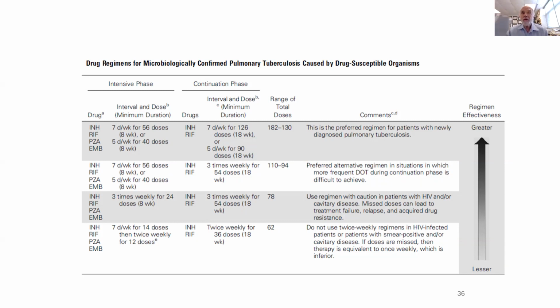Once you get, usually within 6 to 8 weeks, you'll get your sensitivities back. If it's a very sensitive organism, then you can cut down two of the four drugs and just go with INH and rifampin and then treat for the duration of 6 months total. And so that's the most common regimen used.